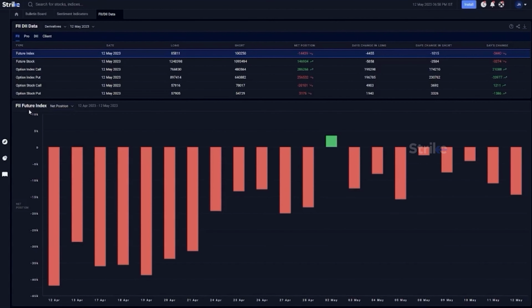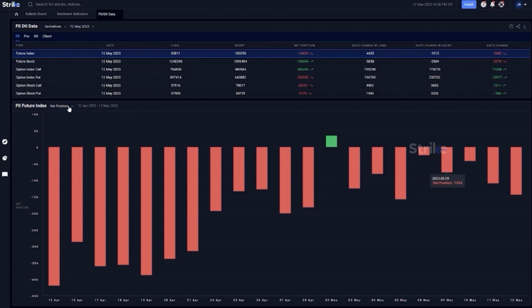Next to the FII future index, you can see a drop down. Over here right now I've clicked on net position. Remember I told you that net positions and days change are the key monitorable things in this screen. So over here when I click on the net position, it tells me the trend of FIIs in the index futures. In this case, you can see that the FIIs have been covering their short position in the index futures, and that is why you can see that the size of the red bars is declining. In fact, on 2nd of May, the bar turned green, which means that the FIIs were net buyers in the index futures.